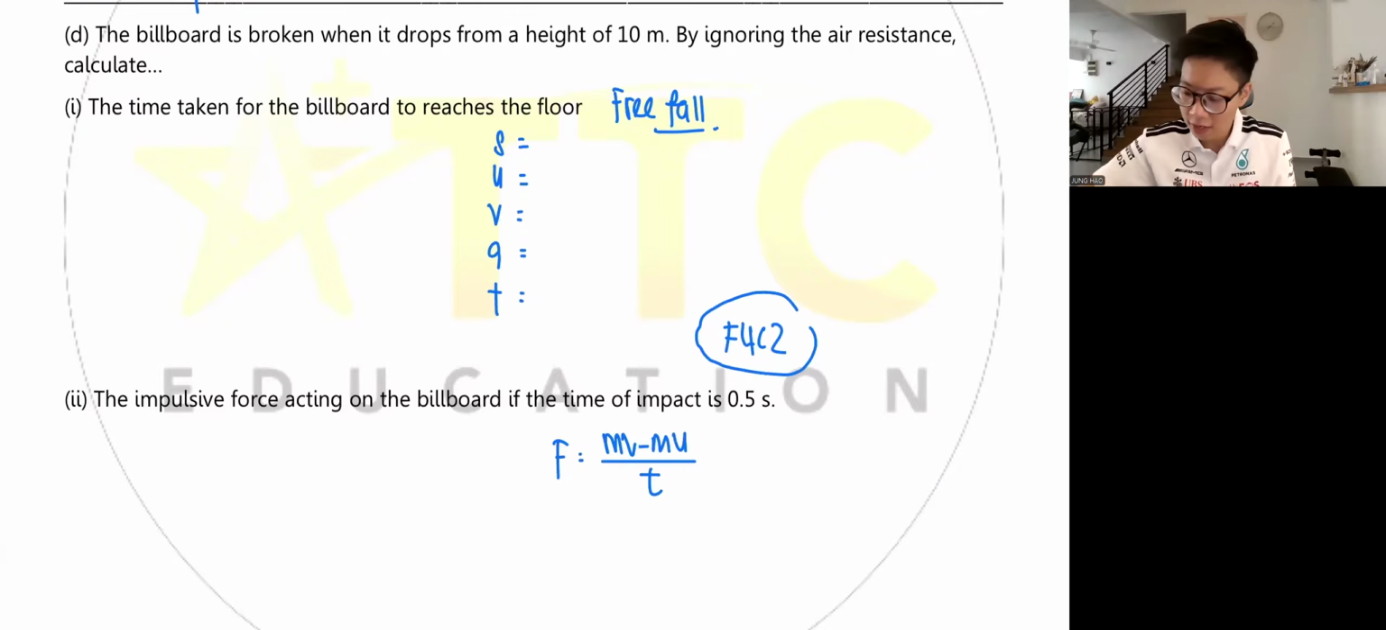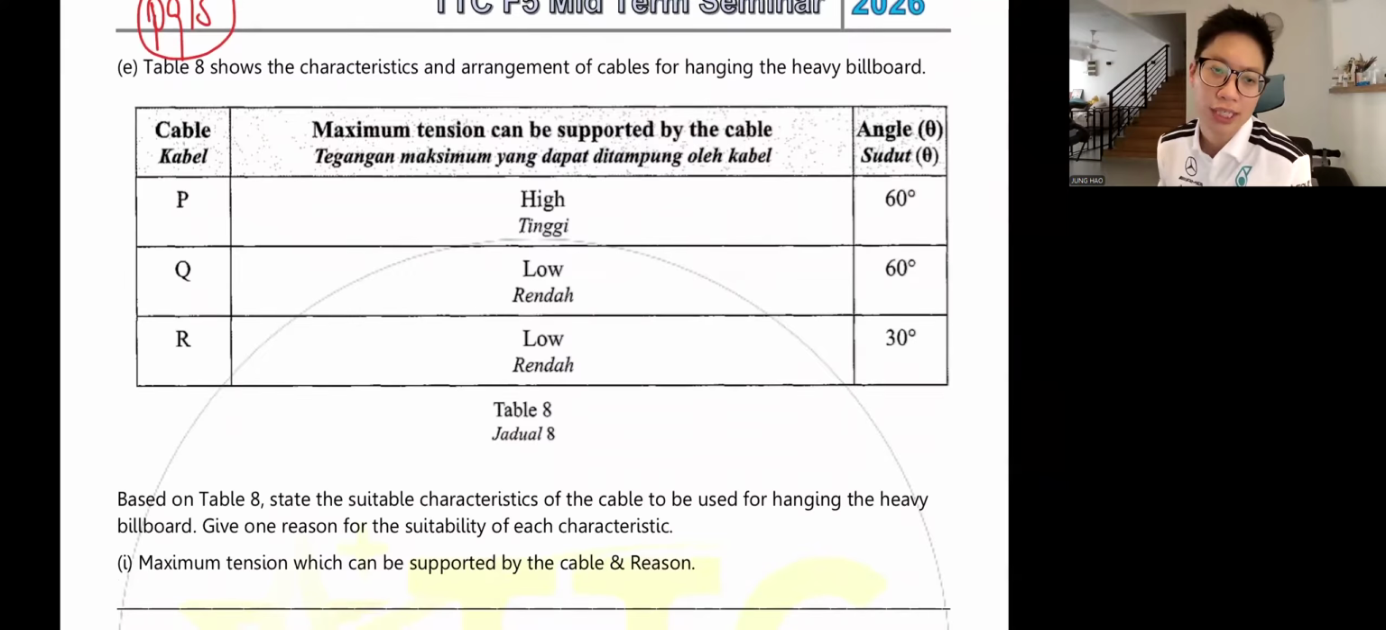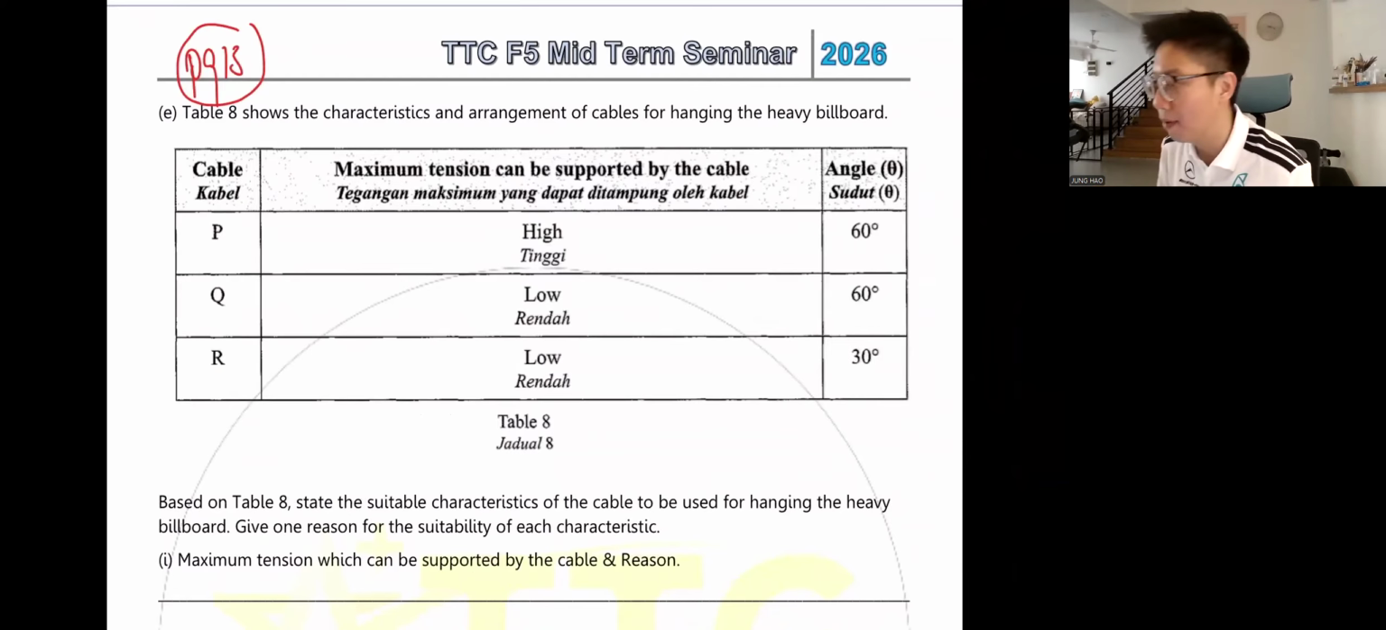Okay, next. Guys, I want everybody to look at page 13. Right now, I'm going to ask you a very obvious question: which is the best cable, P, Q, or R?